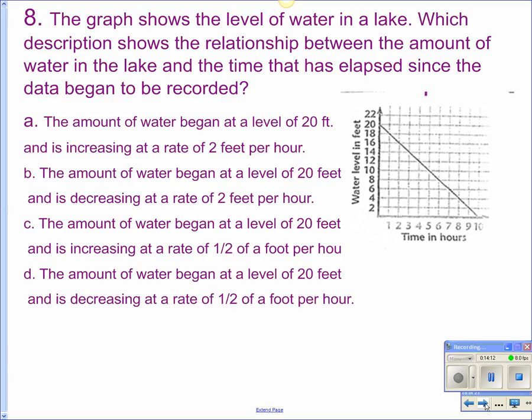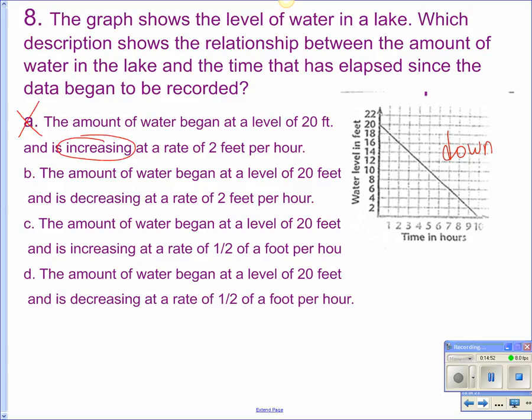Okay, number 8. The graph shows the level of water in a lake. Which description shows the relationship between the amount of water in a lake and the time that has elapsed since the data began to be recorded? Okay, Jacob Sheldon, what's one thing that jumps out at you about this line? It's going down. Does everybody agree with that? It's going down. Does anyone know an answer choice that I can mark out? A, why? Because it says increasing, so we can mark out A.